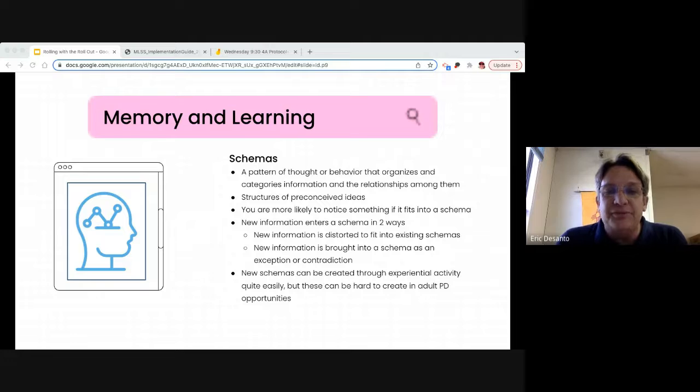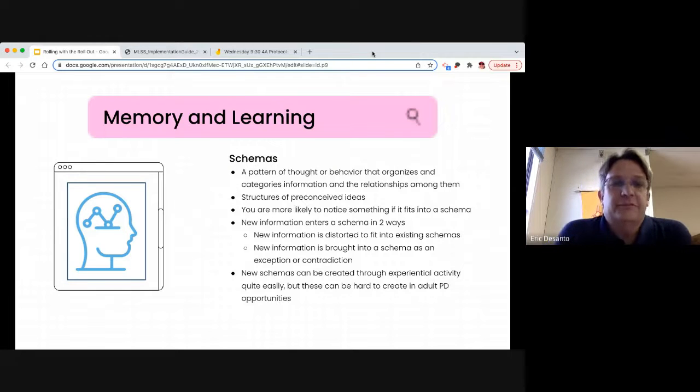When new information comes in, you've got a couple choices. That information might fit. It might have to be molded a bit, but it'll fit in with the information that's in your schema. Or your brain can recognize that as an exception or a contradiction. And as a lot of you mentioned in your chat responses, that experiential activity can also be used to create new schema. You can create new folders in your folder system.